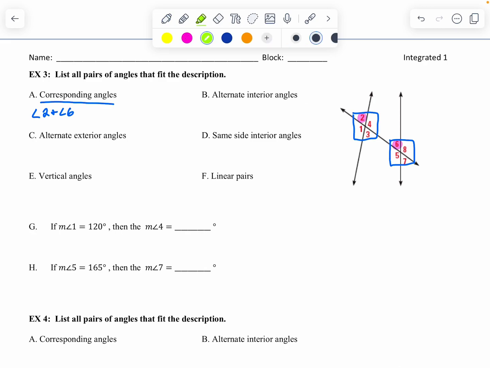We're going to have 4 of these. Angle 4 is in the upper right-hand corner and angle 8 is too. So 4 and 8 are also corresponding. Then we have angle 3s at the bottom and angle 7s at the bottom. So those are corresponding.